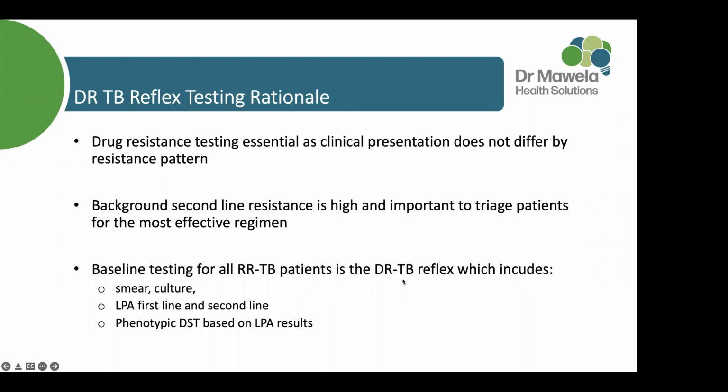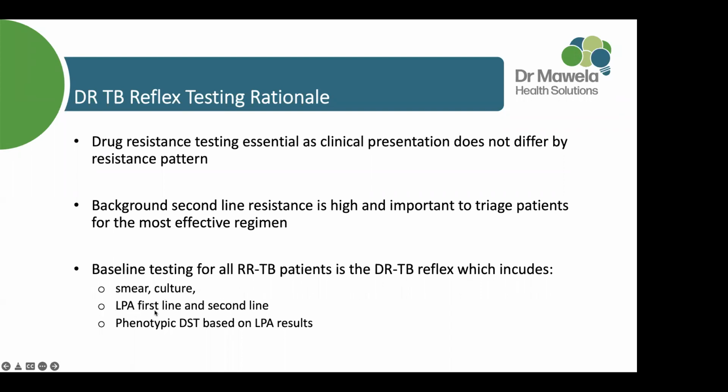So it's a reflex. In other words, you are collecting this sputum, but the lab is going to do a series of tests depending on the profile of mutations that are picked up when an LPA is done. So once you request a DRTB reflex, the lab will do a smear. Remember, for the AFBs, the 1+, the 2+, they will do a culture to grow the TB.